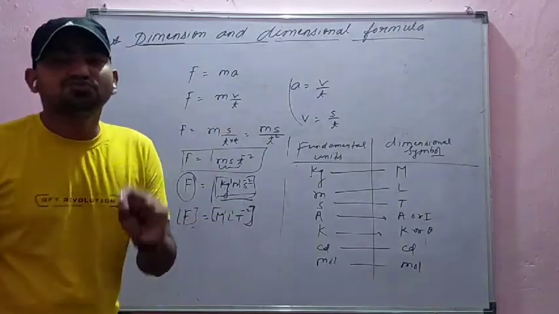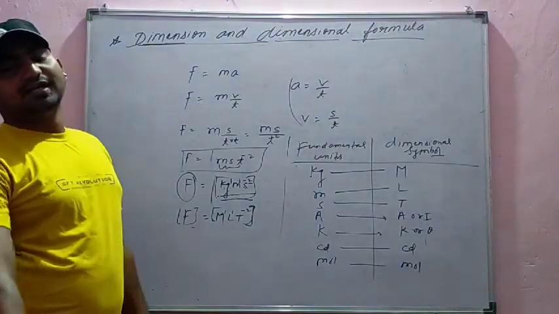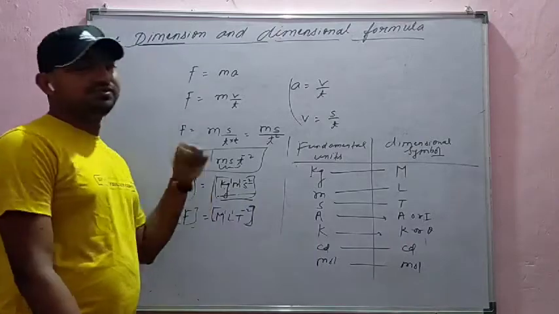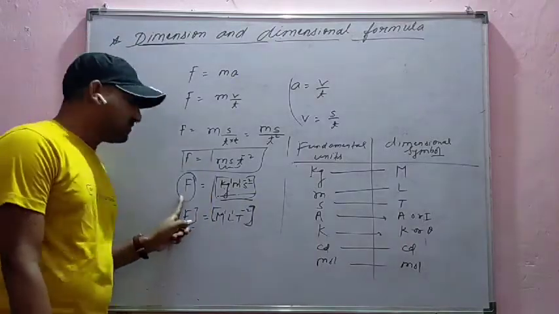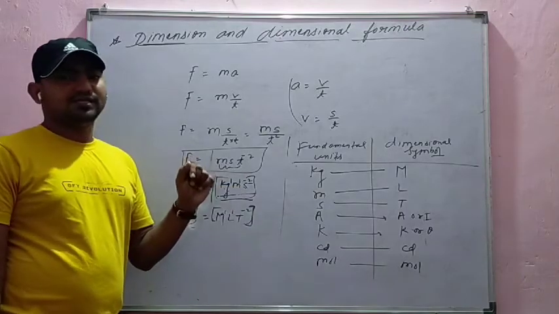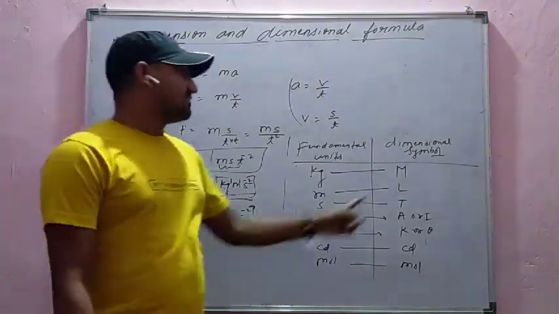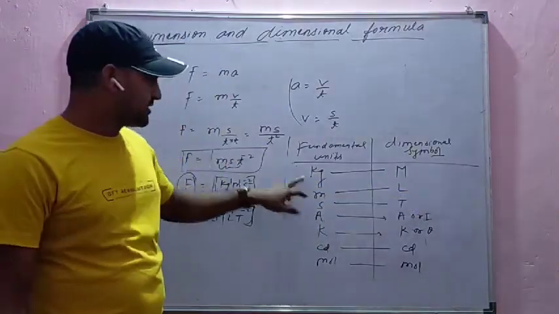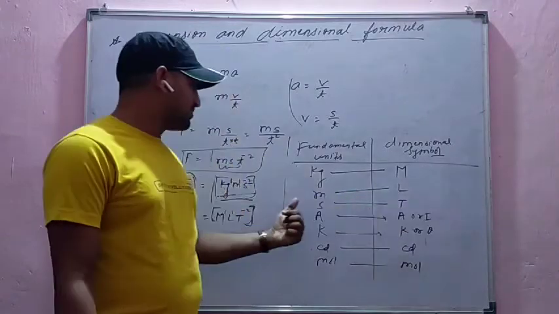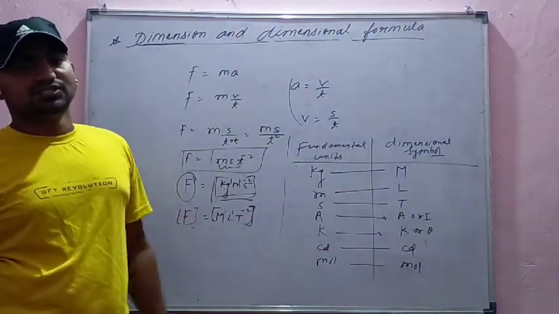Dimension shows how many fundamental units and what their powers are, used to show the physical quantities. Here, to show the force we use kg, meter, second, and we write the dimension with the help of dimensional symbols. For kg we use M, for meter we use L, for second we use T, and so on. You can see here.